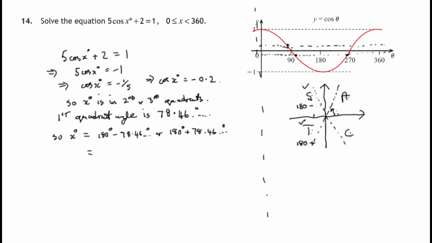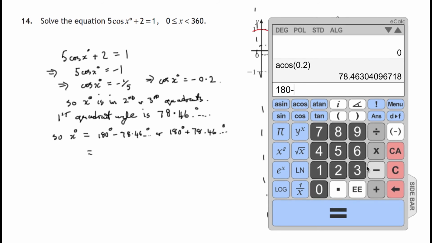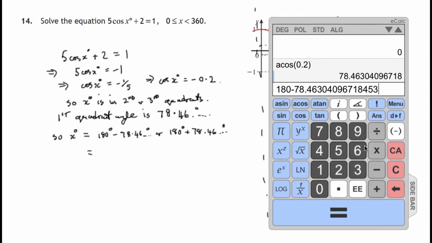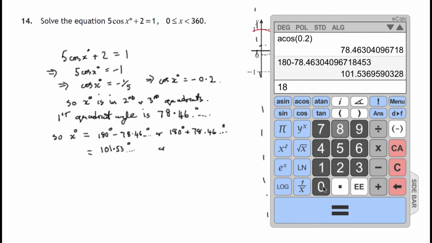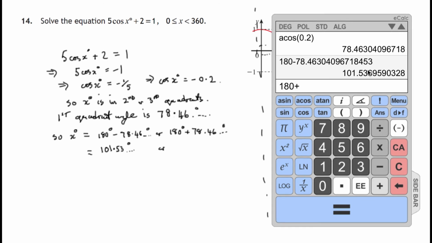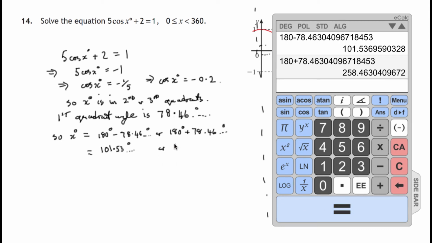So let's go back to the calculator and let's do 180 minus that first quadrant angle. Now that gives us 101.53 and so on. We'll round it off in a minute. Or 180 plus this angle. So that gives us 258.46 and so on degrees.